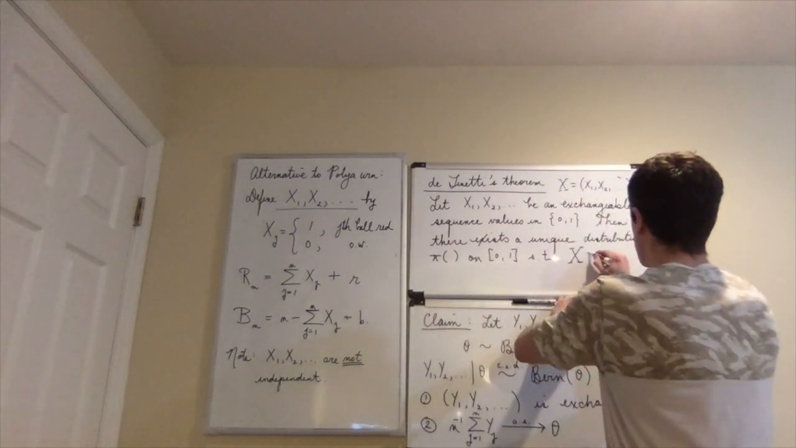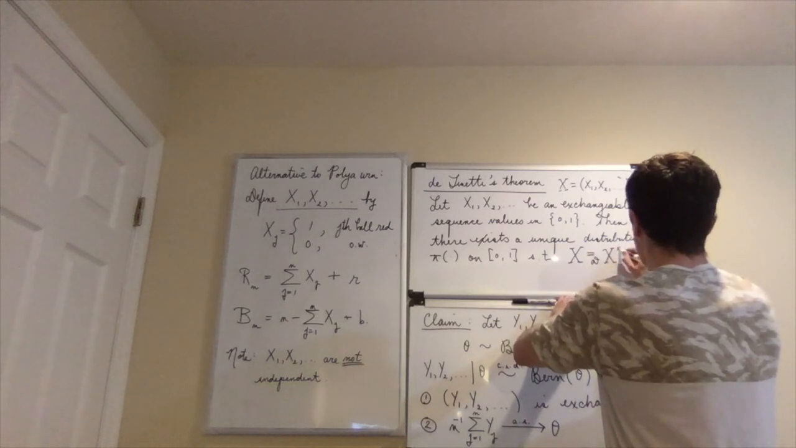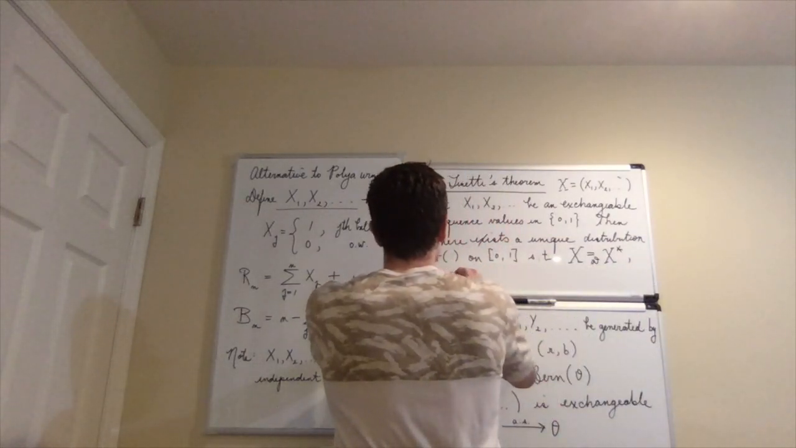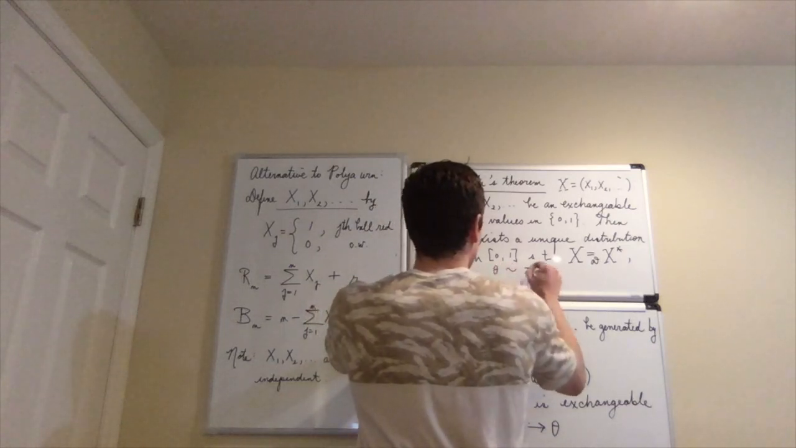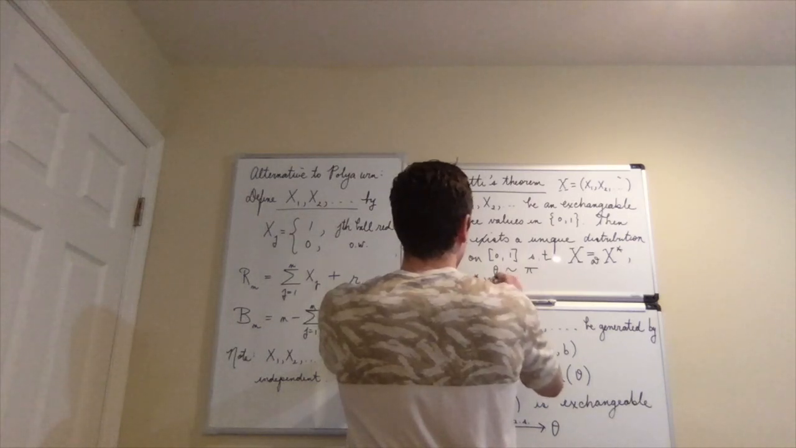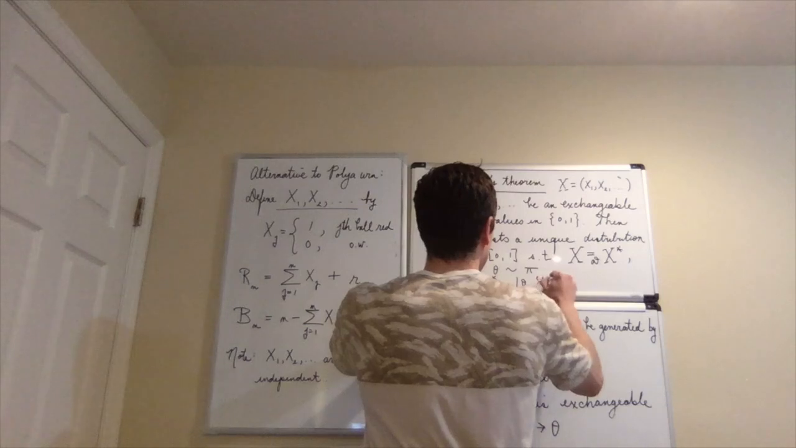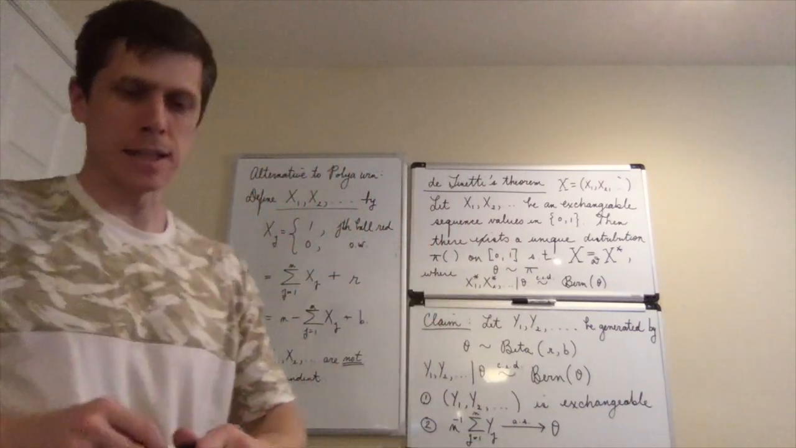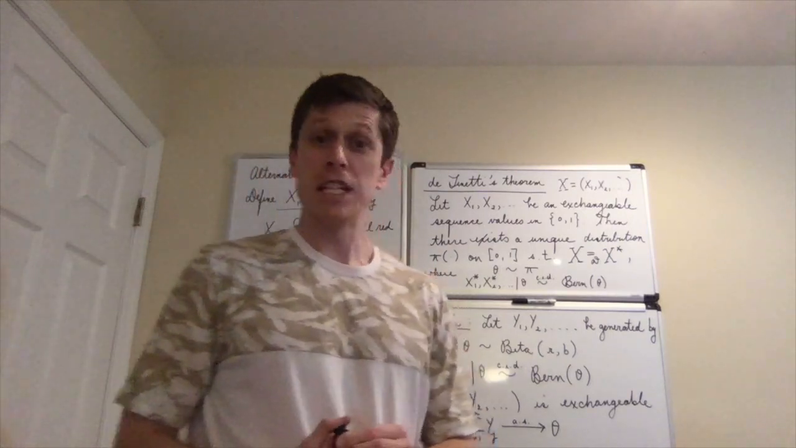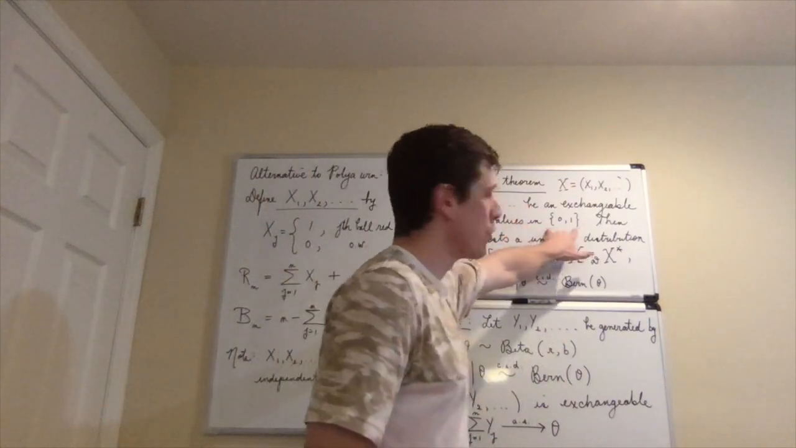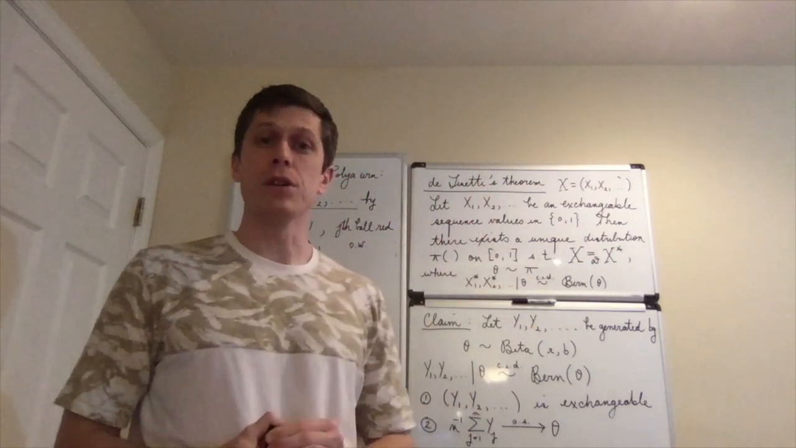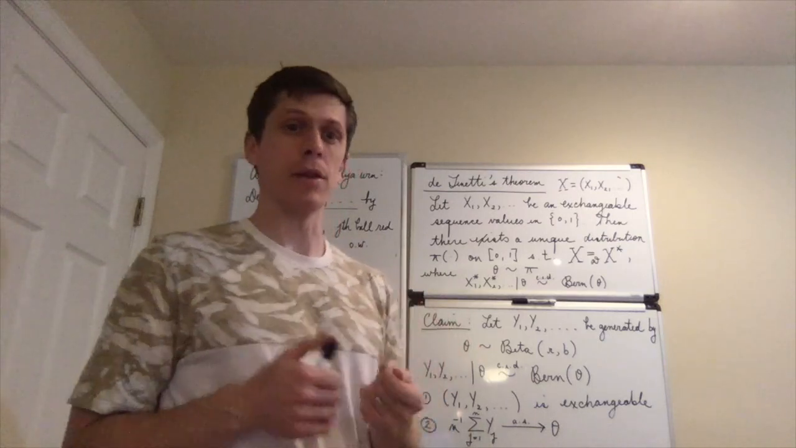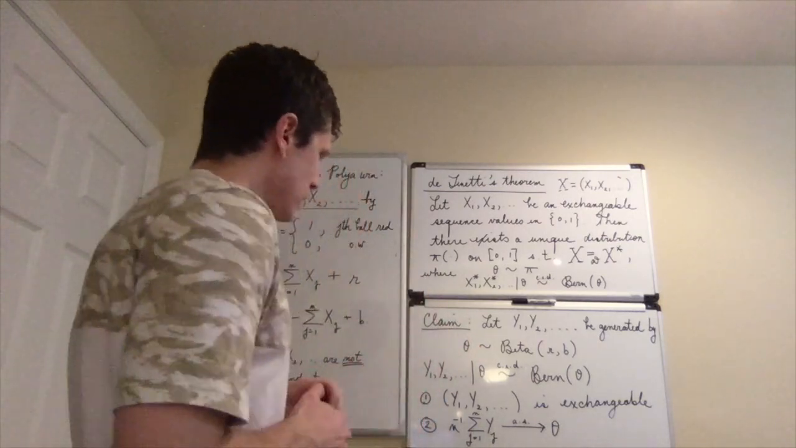So the x sequence is equal in distribution to a sequence I'll call x star, where the way that we construct x star is first by drawing theta according to pi, and then by generating x star 1, x star 2, conditionally IID Bernoulli with parameter theta. So what this is saying is that every infinitely exchangeable sequence of 0, 1 valued random variables is a mixture of coin tosses, where we first draw a random coin and then we use that coin to generate an IID sequence of coin tosses conditionally on the value of what the coin is.